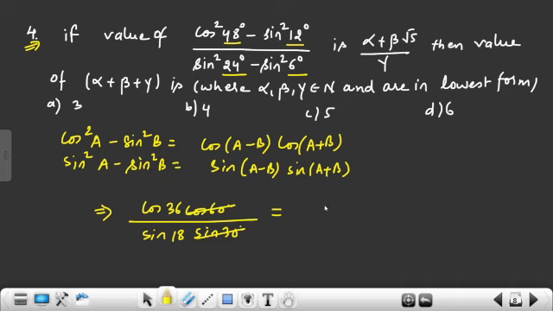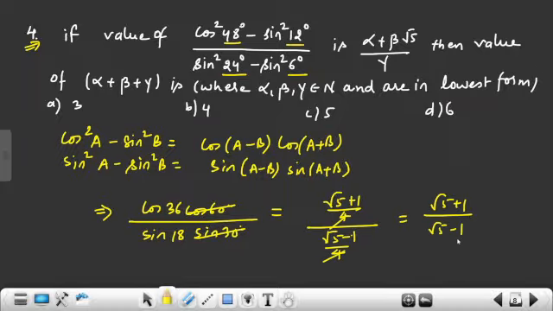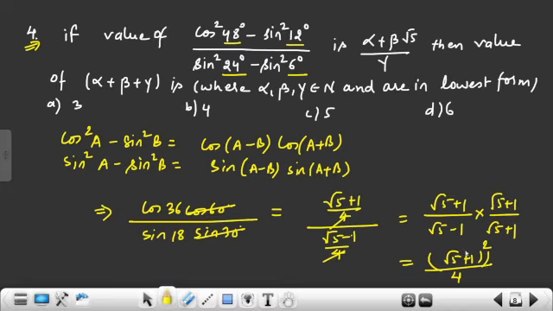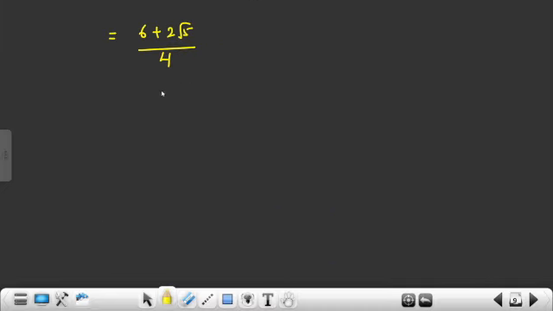Now cos 36, what is the value of cos 36? Root 5 plus 1 by 4. And sine 18, root 5 minus 1 by 4. 4, 4 cancel. Now the value is root 5 plus 1 by root 5 minus 1. Now let's rationalize. So what I will get? Root 5 plus 1 whole square by a square minus b square, that is 4. Now 5 plus 1, 6 plus 2 root 5 by 4. Lowest form we have to write. So let's cancel also. 3 plus root 5 by 2.